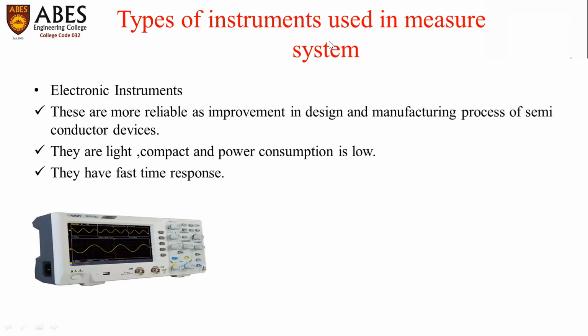So next comes the types of instruments used in the measurement system. What are the various types of instruments that can be used in the measurement system? Electronic instruments are more reliable due to improvements in the design and manufacturing process of semiconductor devices. They are light, compact, and power consumption is low. They have fast time responses.